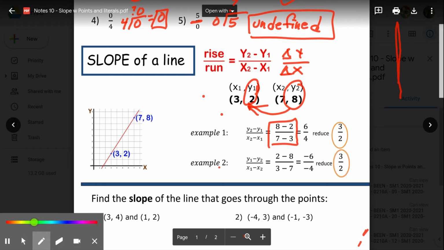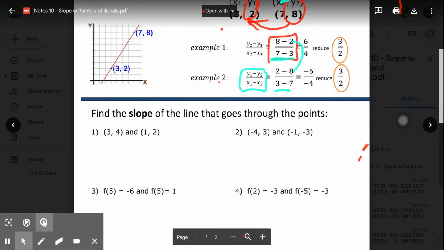Then, if we have this one right here, y1 minus y2, so now we're going to go from y1 to y2. So you would just have 2 minus 8. So right here, instead of 8 minus 2, it's 2 minus 8. And instead of 7 minus 3 right here, it's 3 minus 7. So 2 minus 8 is negative 6, 3 minus 7 is negative 4, and that still reduces to 3 over 2. So it makes no difference which way that you calculate that.